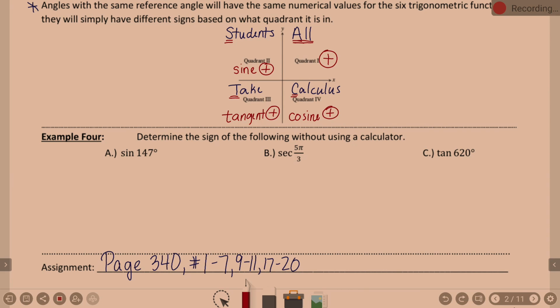When we start talking about something, and I'm looking at you for a sign, I'm going to say, all students take calculus? Like, that's supposed to be your memory device.